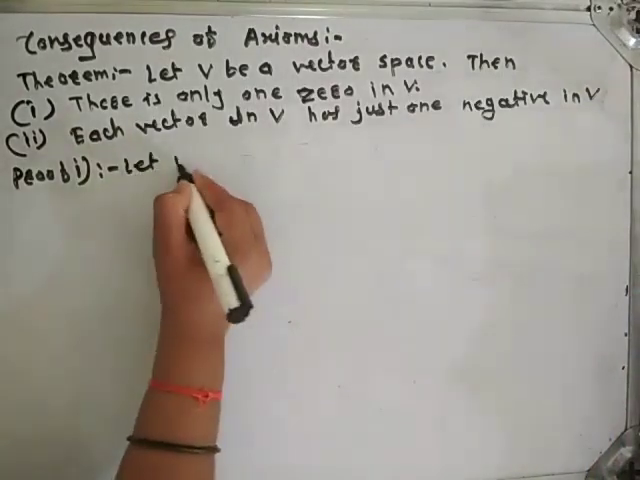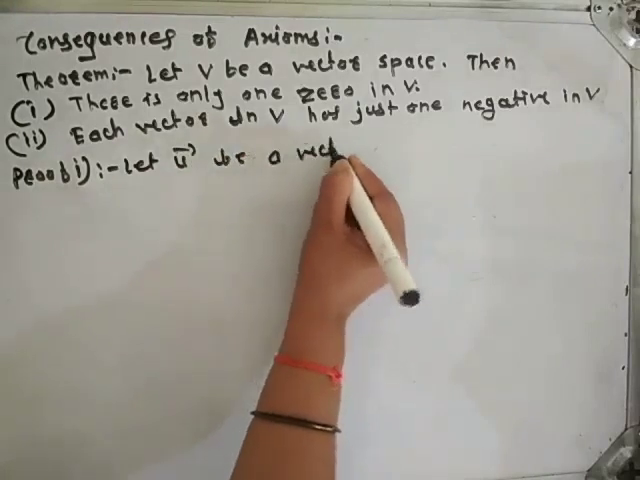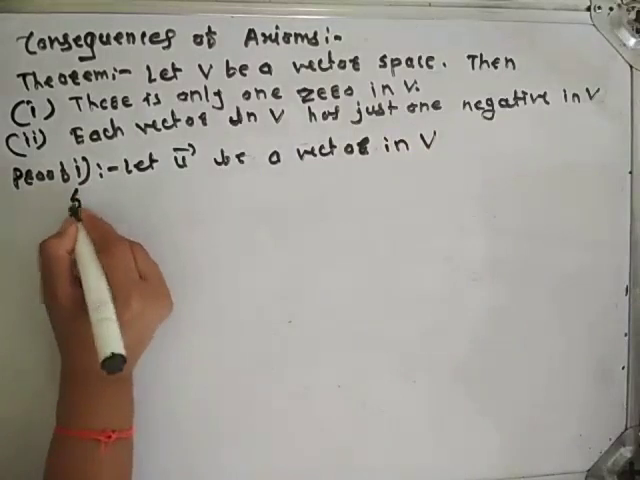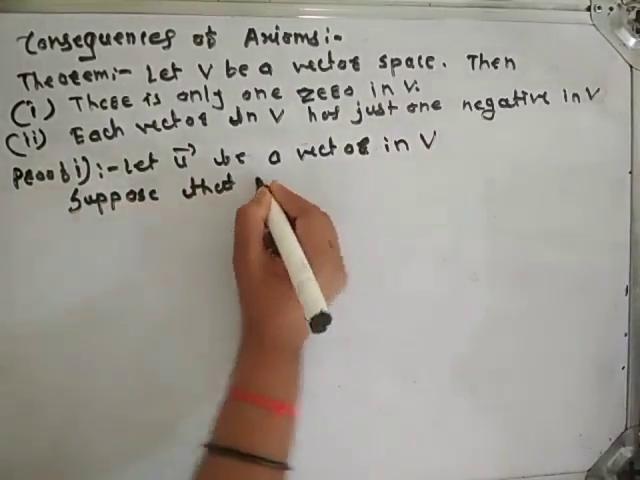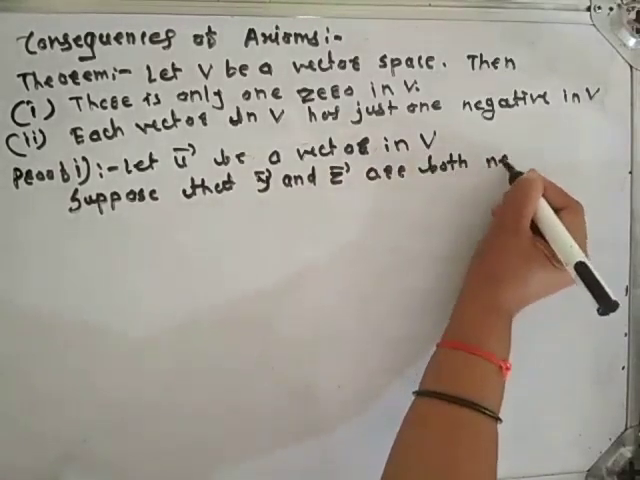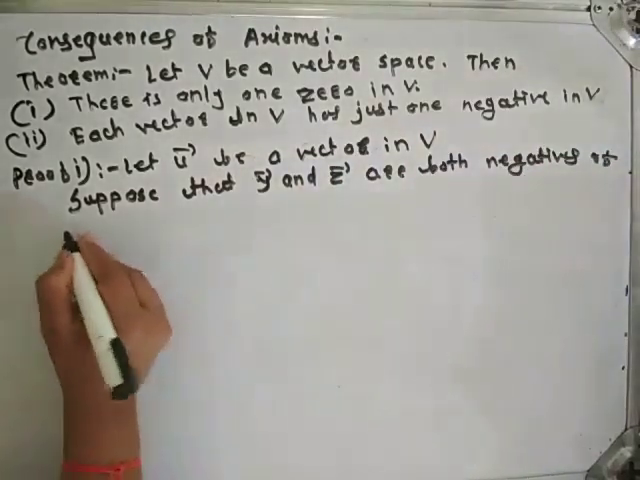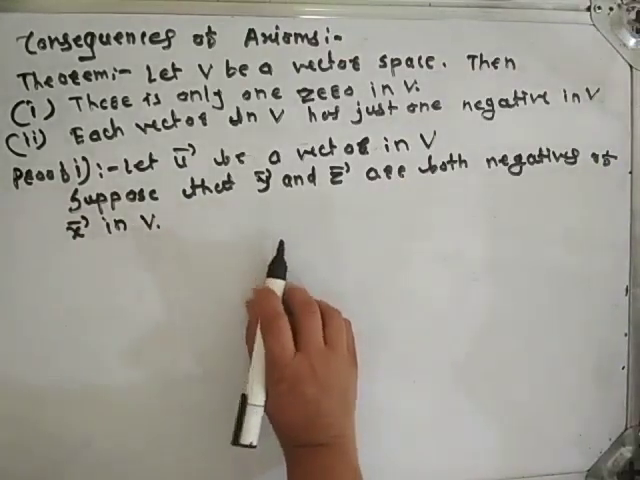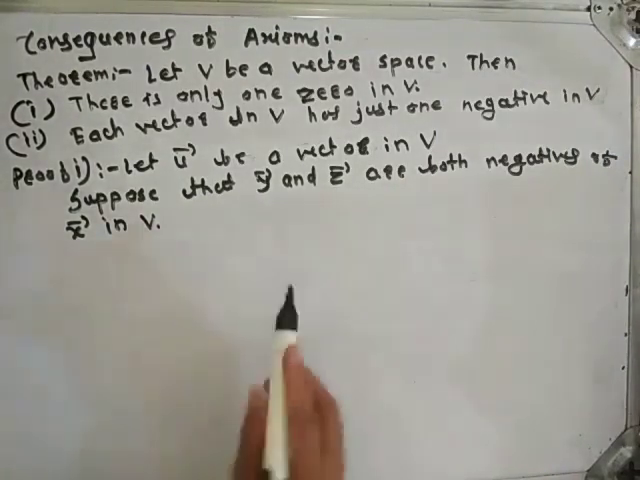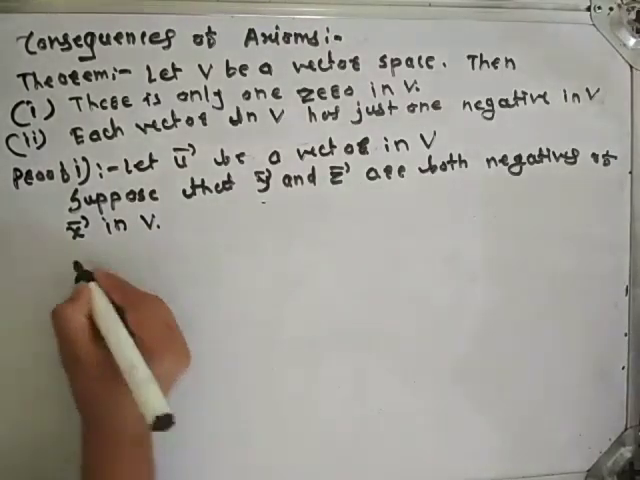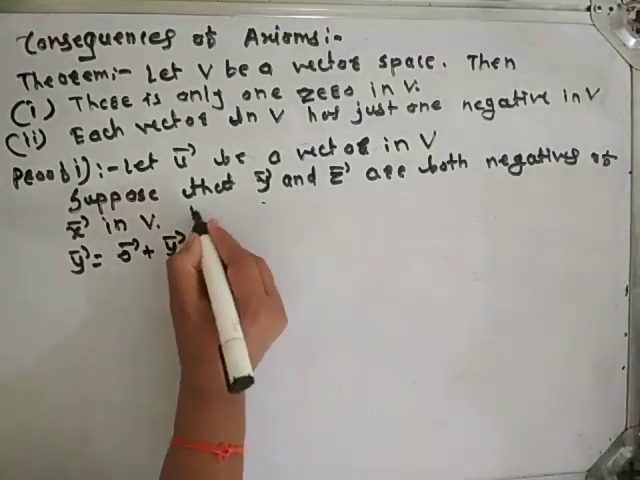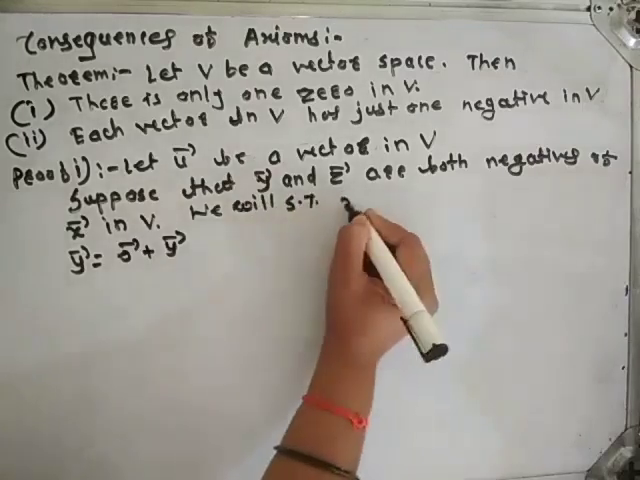Let X bar be a vector. Vectors, objects, elements, all are the same in V. Suppose that Y bar and Z bar are both negatives of X bar in V. Suppose we have two negatives Y bar and Z bar of X bar in V. Our aim is to show that Y bar is equal to Z bar.